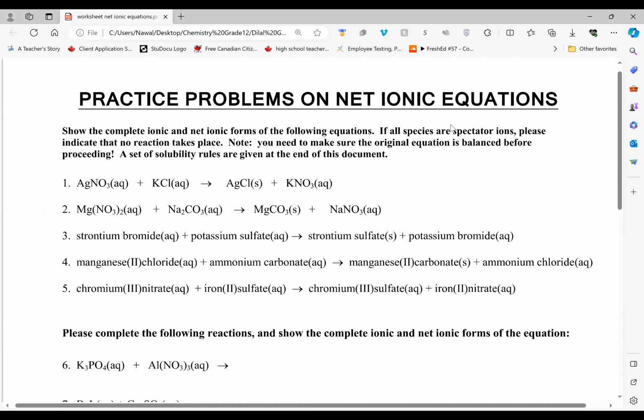Show the complete ionic and not ionic forms of the following equations. So you can use the solubility rules. You can open it at your desk.